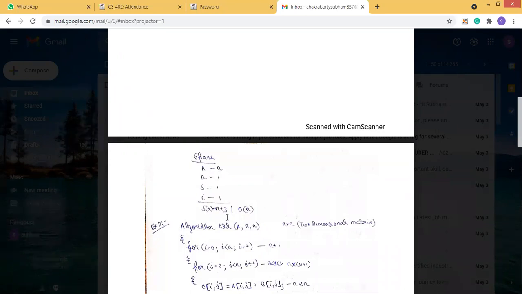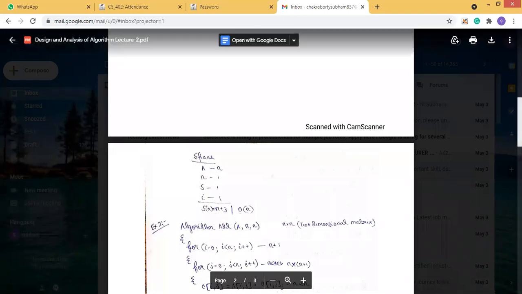Now, this is also a polynomial function, and in the case of a polynomial function, we have to see the highest degree. The highest degree of n is n. So that's why it will be order of n. Clear?